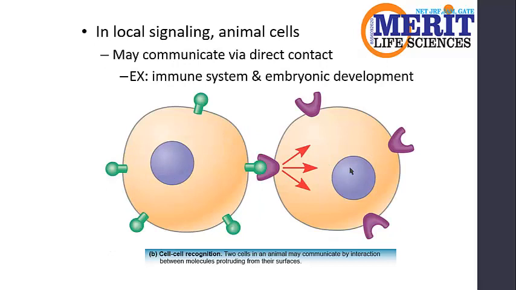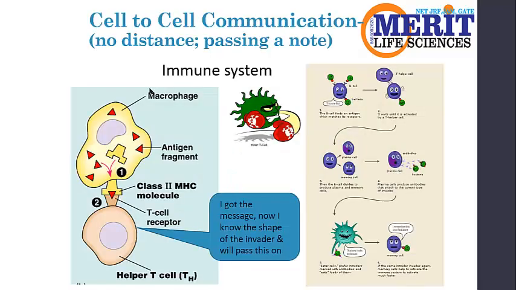In local signaling, the best examples are the immune system and embryonic development, right? So if you are studying developmental biology, you must be well aware of cell signaling. And if you want to understand the immune system well, then you must know these local signaling well. So what happens, in detail, I will tell you.